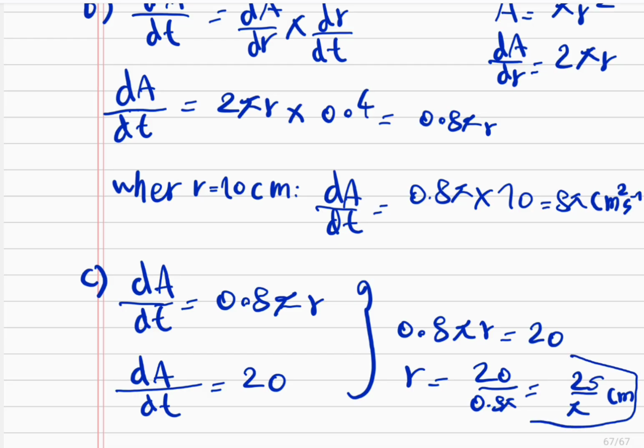Now this is the answer basically. So this means that when the radius is 25 over pi centimeters, then dA/dt is equal to 20, or the rate of change of the area. Okay, that's it for this video, and thank you for watching.